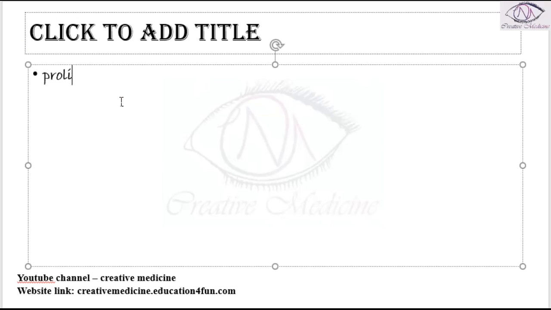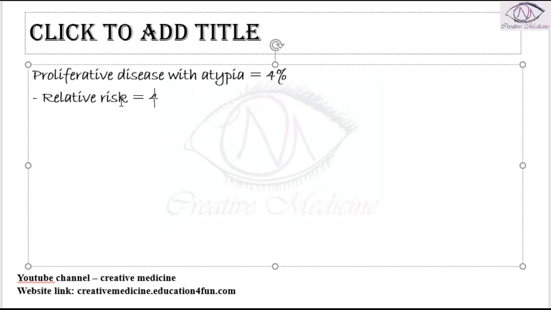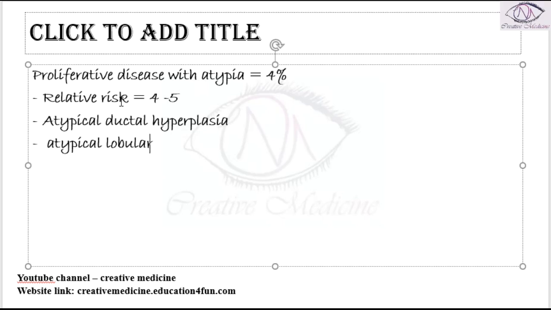Then we have proliferative diseases with atypia. Obviously these have atypical or anaplastic changes seen in the patient. These proliferative changes with atypia are seen in 4%. In these changes the relative risk is around 4 to 5, and these mainly include two disorders, that is atypical ductal hyperplasia and atypical lobular hyperplasia. So atypical ductal hyperplasia or atypical lobular hyperplasia has a 4 to 5 fold increased risk.